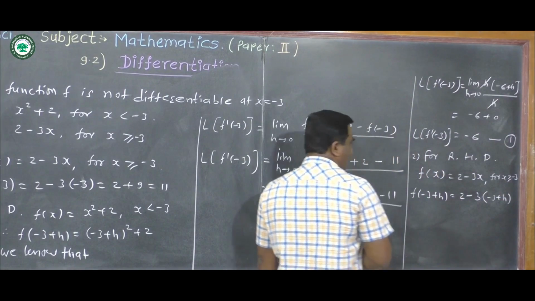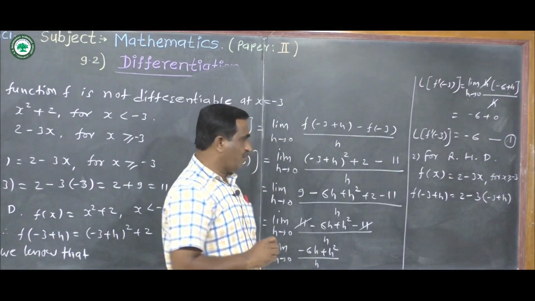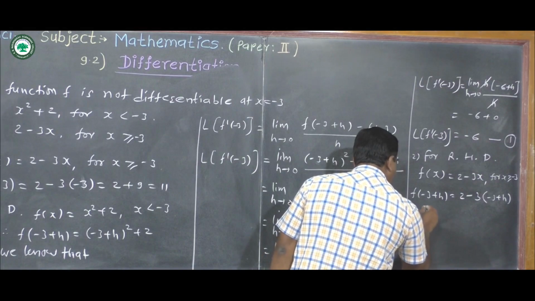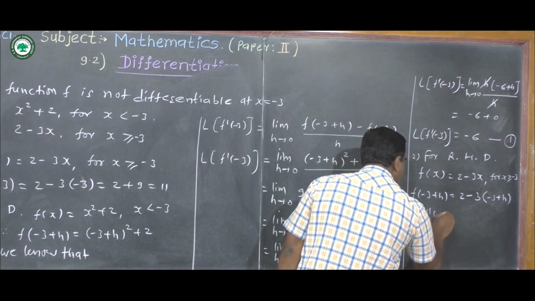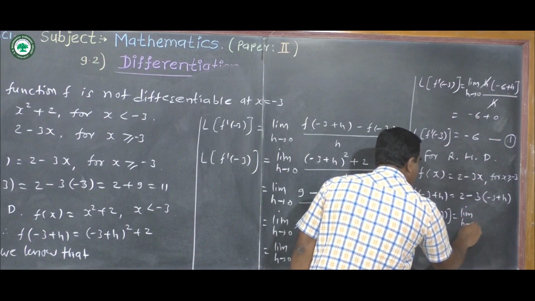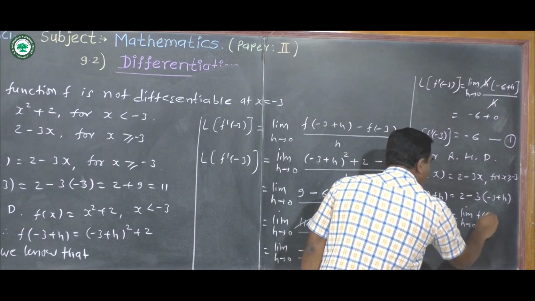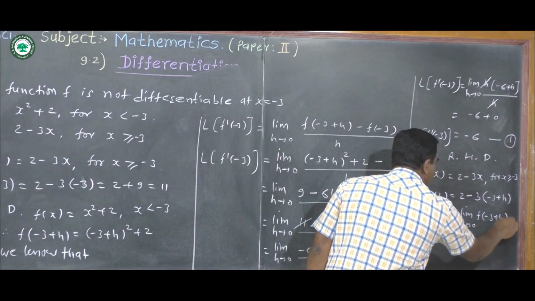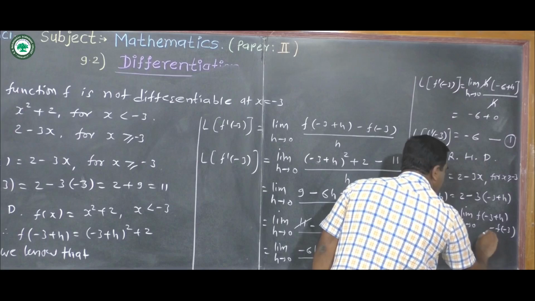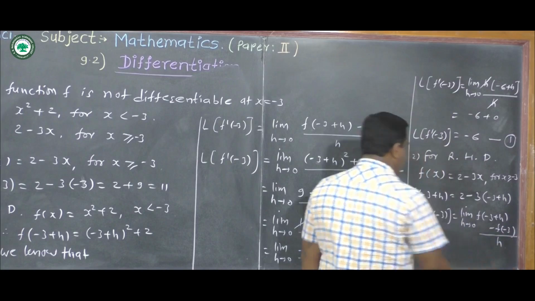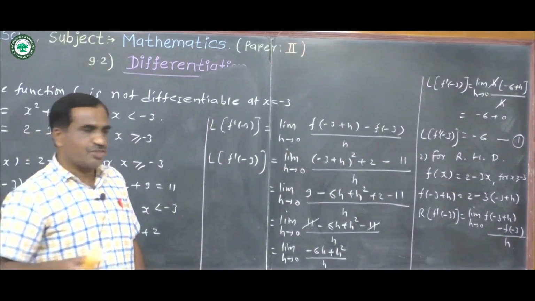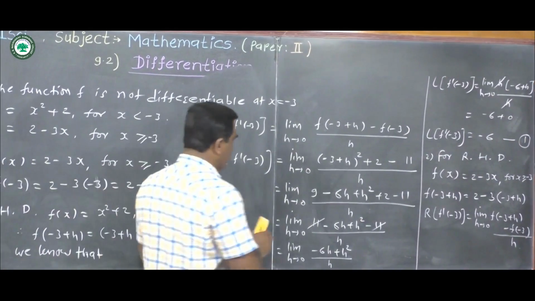Okay, now we know the formula for the right hand derivative. Again we can write here, R f dash of minus 3 is equal to limit h tends to 0, f of minus 3 plus h minus f of minus 3 upon h. Now this is the formula. We can put the values of f of minus 3 plus h and f of minus 3.